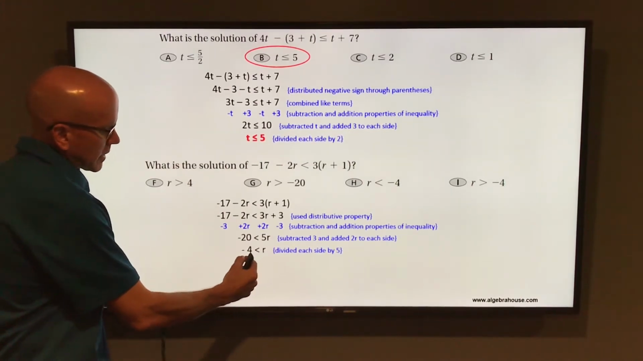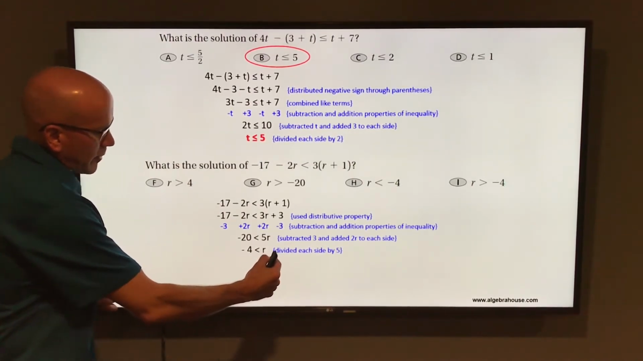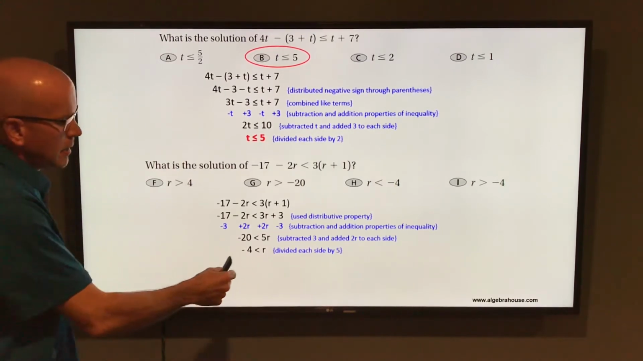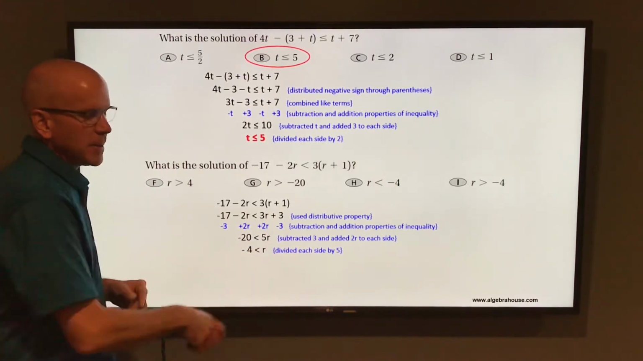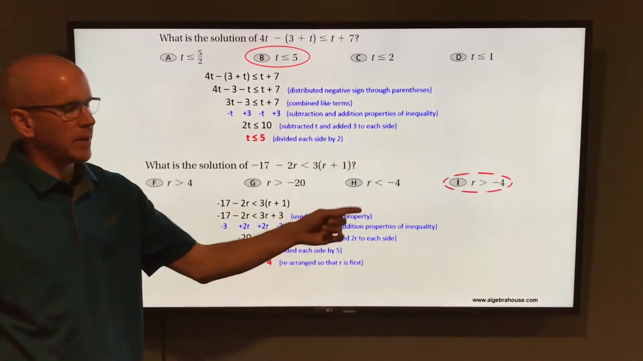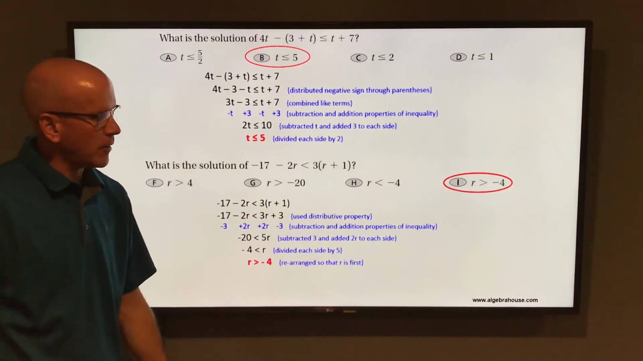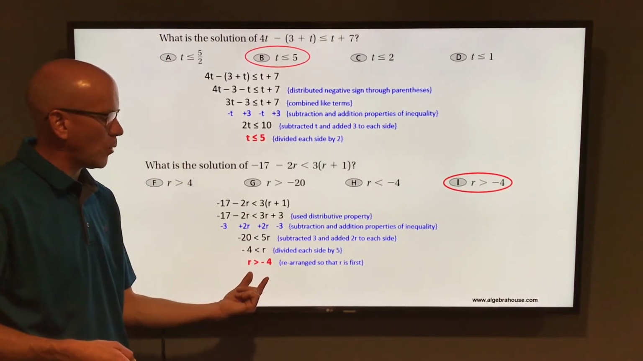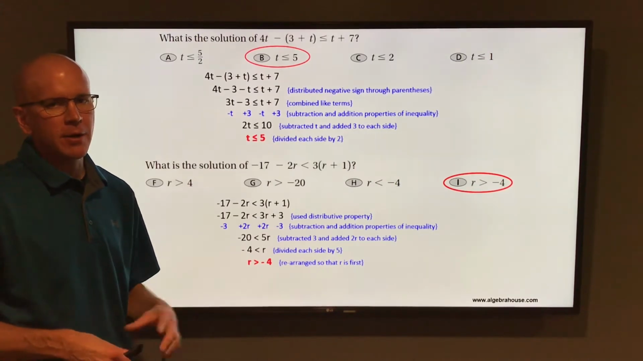So if you take this negative 4 is less than r and you flip the whole thing around, so you grab that r and you turn it over, you would have something that said r is greater than negative 4. So you're looking for the one that says r is greater than negative 4. And it's down there on the end, letter I. r is greater than negative 4. The graph of that would be an open circle on negative 4, and the arrow would go to the right.